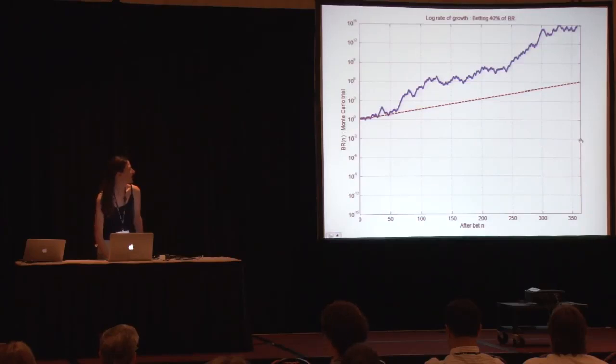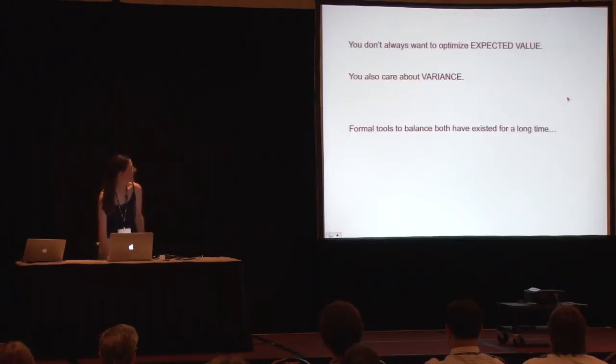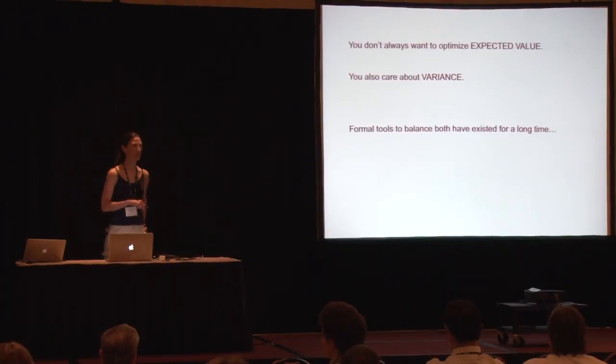This is a distraction. Anyway, my argument is you don't want to necessarily optimize expected value because you care about variance. And there are definitely formal tools that balance this. So for cost functions, I'm not sure exactly how to apply this to robotics, but expected value isn't the whole story.